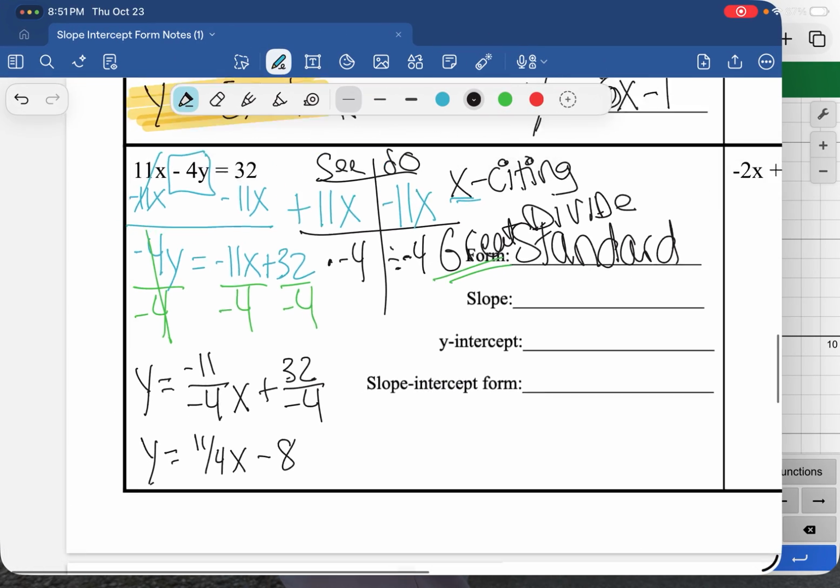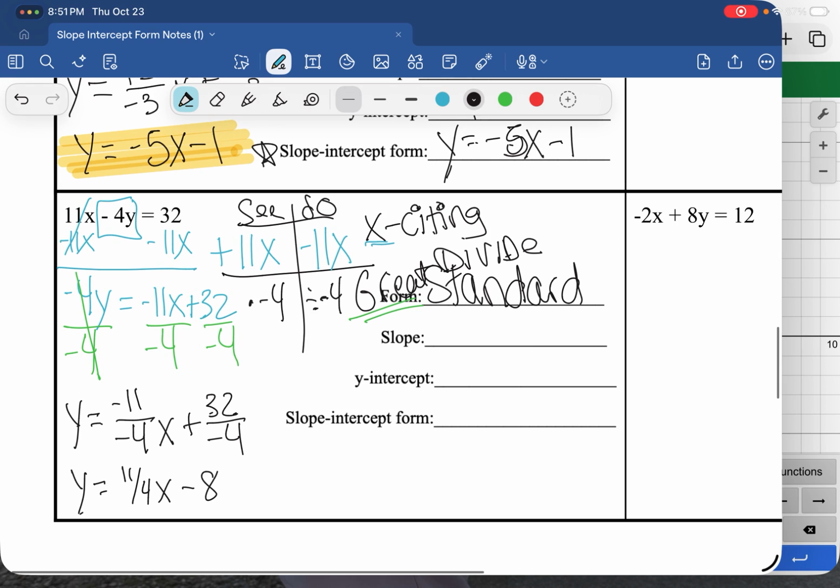Now I have my equation in slope-intercept form. So y equals 11 over 4x minus 8. My y-intercept is negative 8. And my slope is 11 over 4.